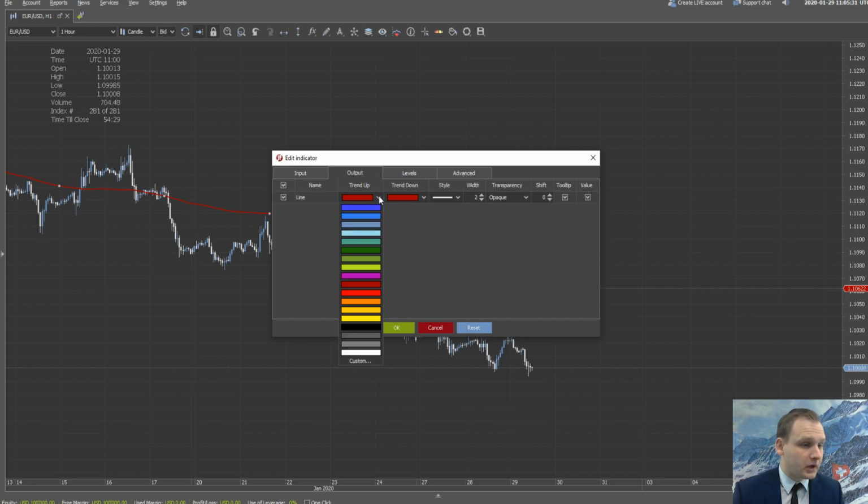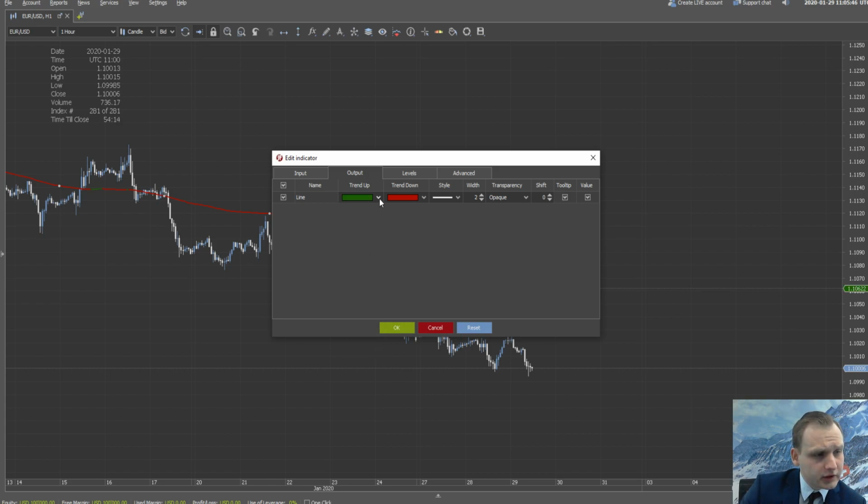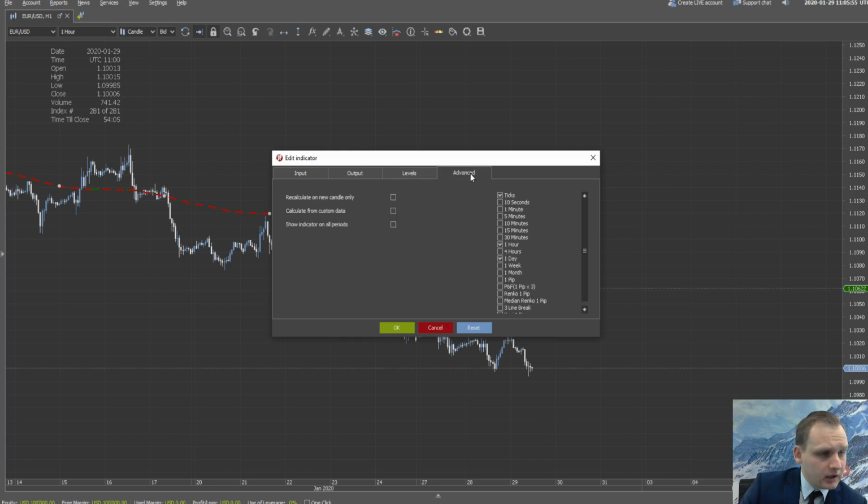And the output, I always, just because this is how I was taught to do it, I think 5 years ago, I always set the 200 SMA as a red one. But one good thing that you could do if you use one SMA is to have trend up green and trend down as a red one. And you can change the styles here, how wide it's gonna be, the transparency of it. And there's something more advanced here.